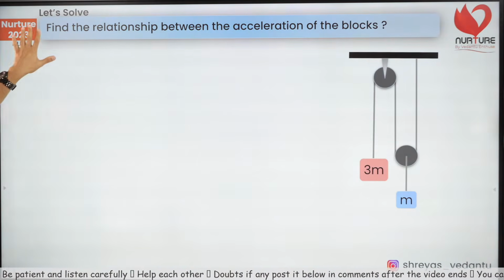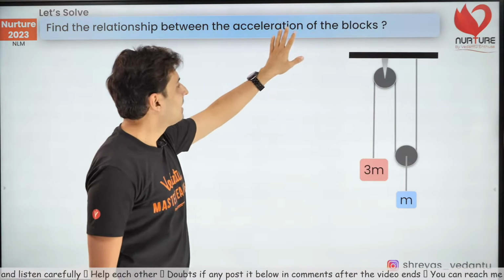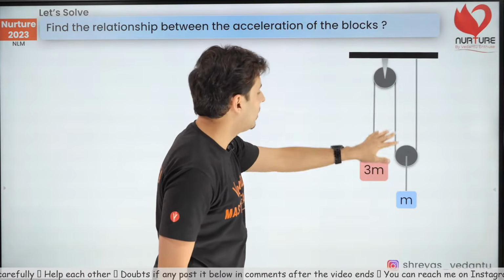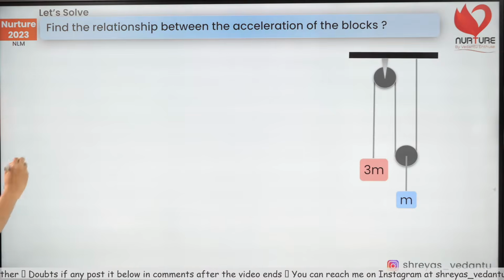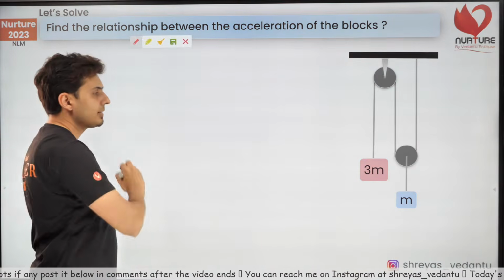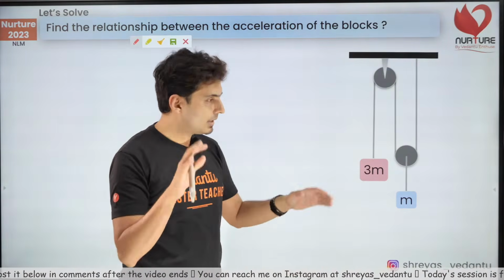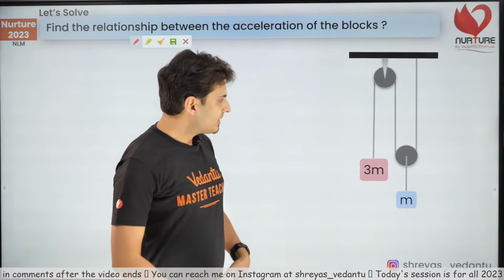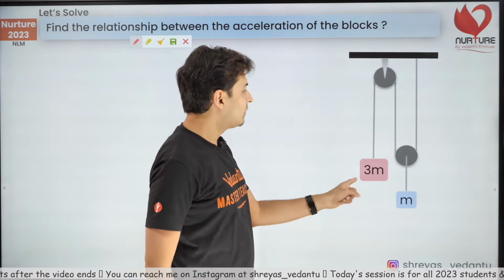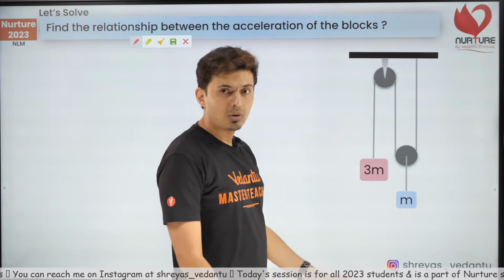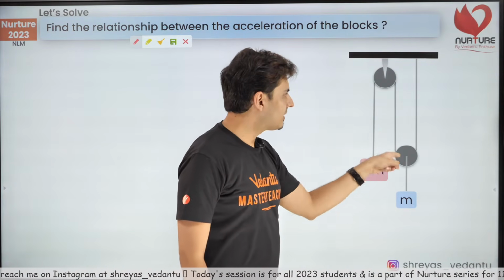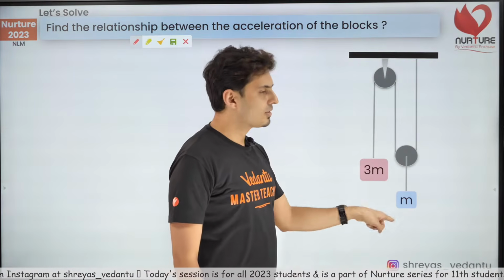Okay. Now let's look at this question. So here you have to find the acceleration between the blocks m and 3m. And now let's use my method and see what I get. Okay, let's do this. First of all, the length of the string should remain constant. Now there are two strings, one over here, the second one over here.